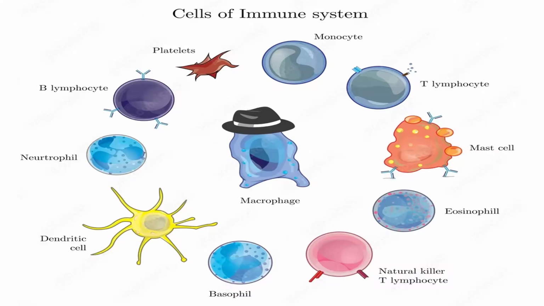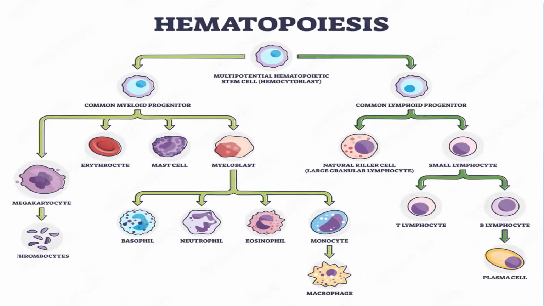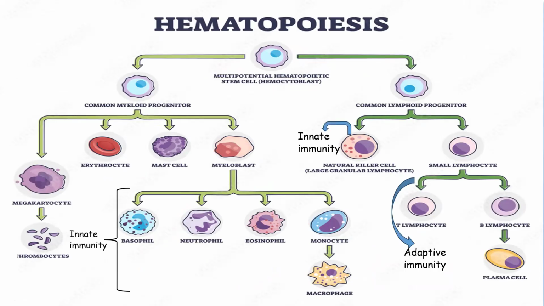Now is the time to discuss the cells involved in the immune system. These cells are formed through hematopoiesis, which gives rise to myeloid progenitor cells and lymphoid progenitor cells. The myeloid cells are part of the innate immune response. Lymphoid cells, on the other hand, include B lymphocytes, T lymphocytes, and natural killer cells. B and T cells play the role of acquired immunity. And natural killer cells, also known as NK cells, are part of innate immunity.